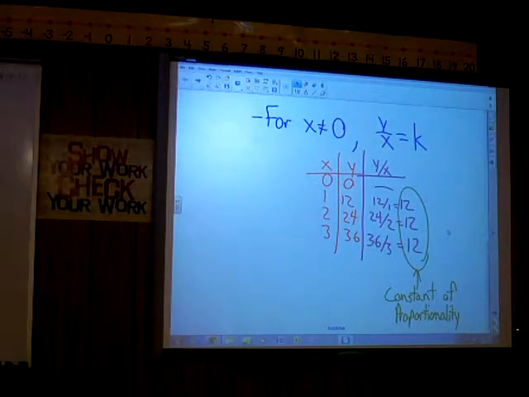Now, obviously we can do y over x for all of these. The key is that these all have to be the same. If we got 12 for this and 18 for this and 24 for this, that's not directly proportional. So, this does have to be the same for all of these.